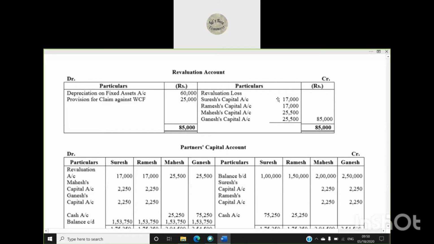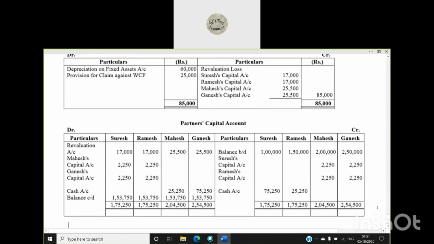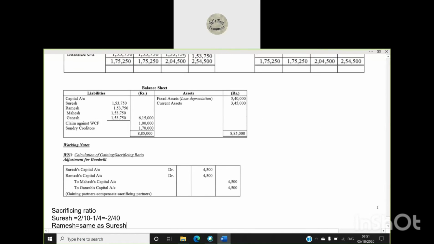Old PSR is 2 is to 2 is to 3 is to 3. So 85,000 into 2 by 10 in the Suresh account, 85,000 into 2 by 10 in the Ramesh account, 85,000 into 3 by 10 in the Mahesh capital account, and 85,000 into 3 by 10 in the Ganesh account. So we have made the revaluation account. Now we will go to the working notes to see the adjustment of goodwill.